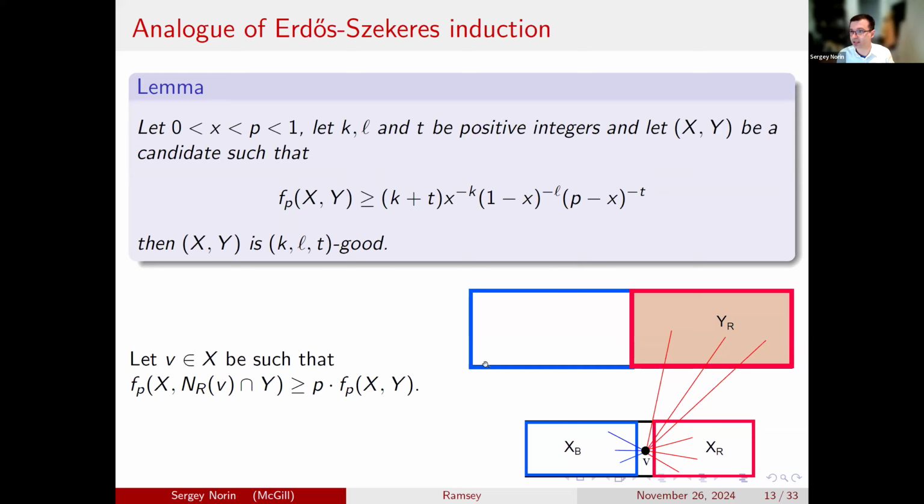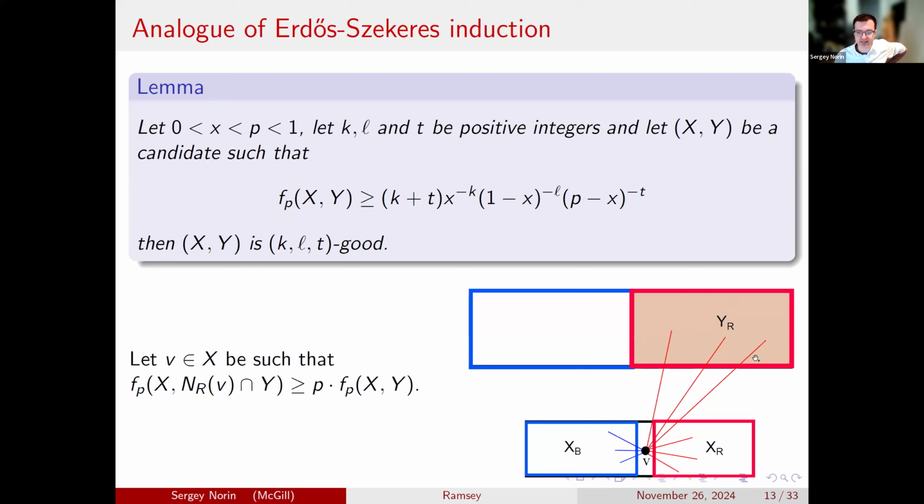Okay, so now let me go through the proof of this lemma. That's the only proof I really want to do, and it is pretty much an Erdős-Szekeres proof. So first of all, by the previous convexity lemma, we find a vertex v in X so that my function f_P reduces by a factor of at most P. So let's find such a vertex.